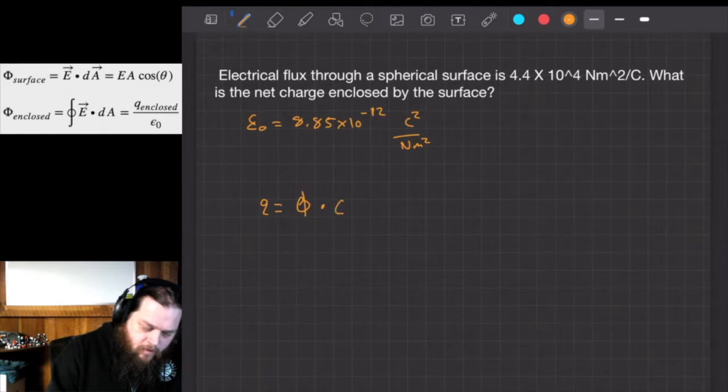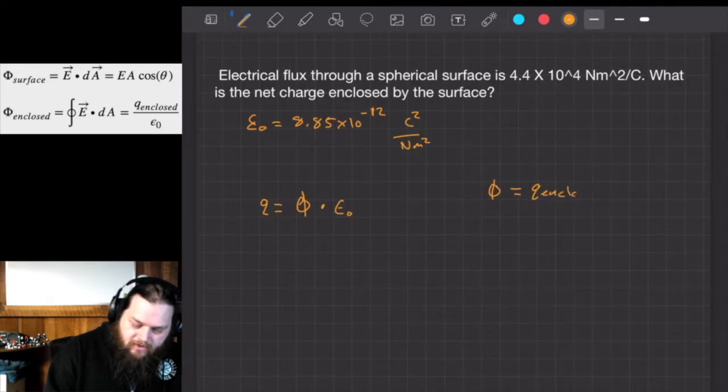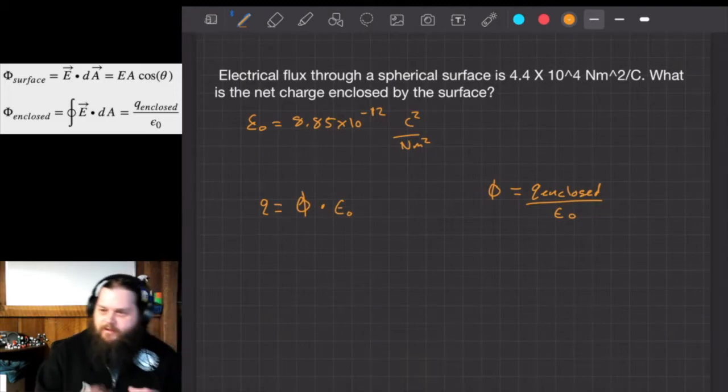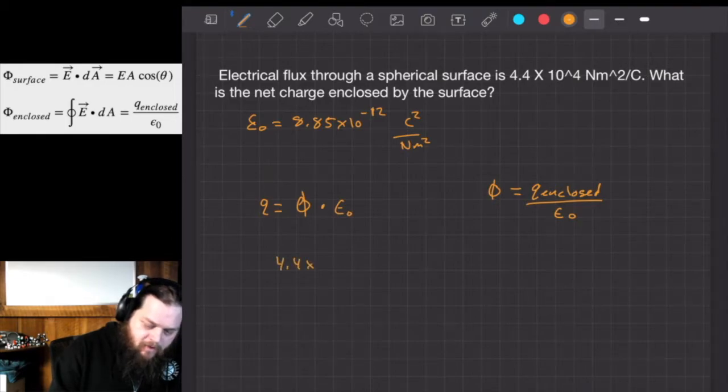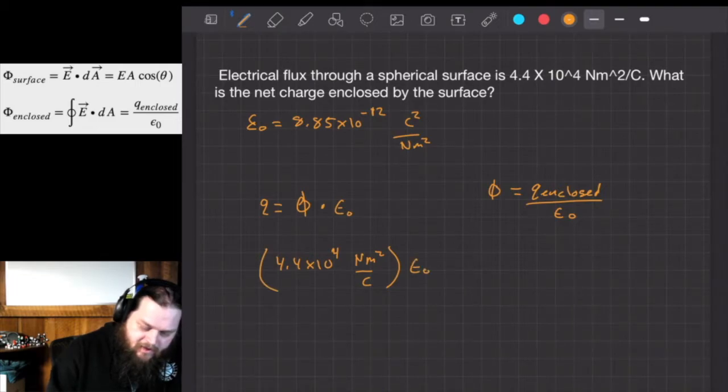Just like before, I drew theta, not flux, times epsilon naught. Because we said before, the flux is equal to the Q enclosed divided by epsilon naught. So with just a little bit of algebra, we can switch those around. Plugging in values, that's 4.4 times 10 to the positive 4 newton meters squared over coulomb. I'm going to multiply that by epsilon naught.